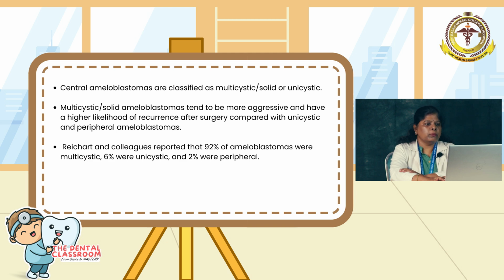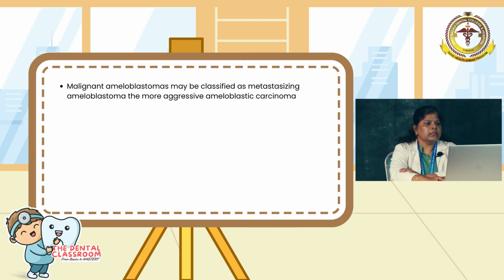Multicystic or solid ameloblastomas tend to be more aggressive and have a higher likelihood of recurrence after surgery when compared with unicystic and peripheral ameloblastomas. Richard and colleagues reported that 92% of ameloblastomas were multicystic, 6% were unicystic and 2% were peripheral. Malignant ameloblastomas may be classified as metastasizing ameloblastoma and the more aggressive ameloblastic carcinoma.